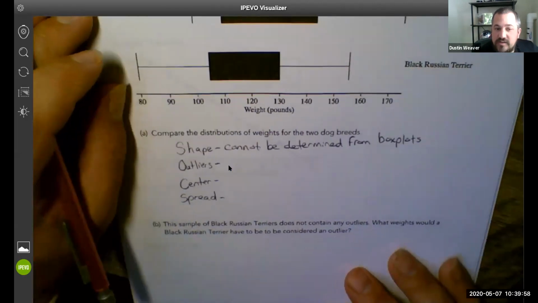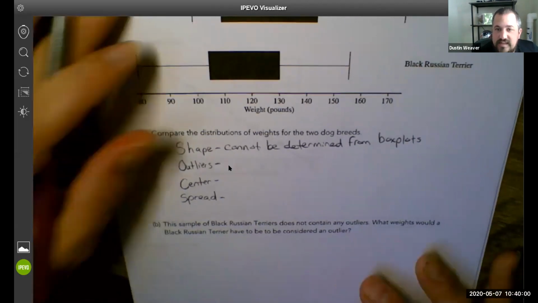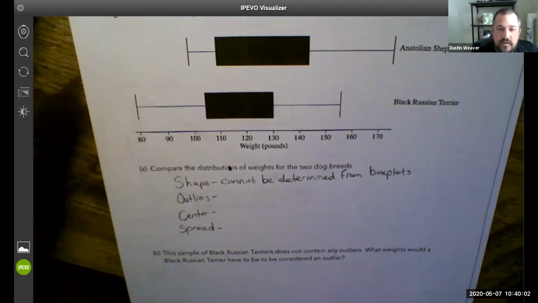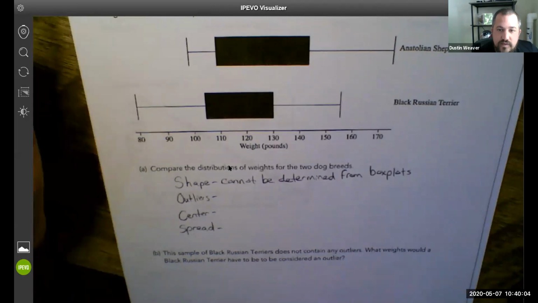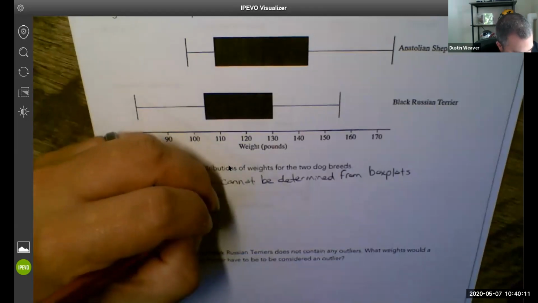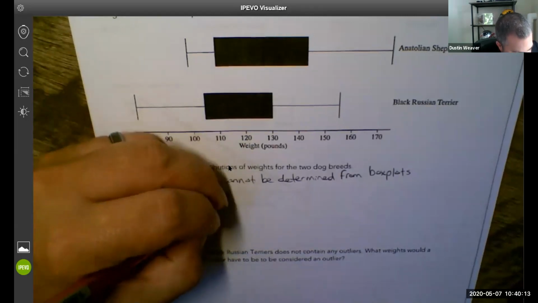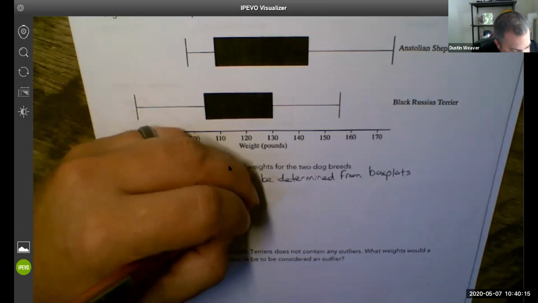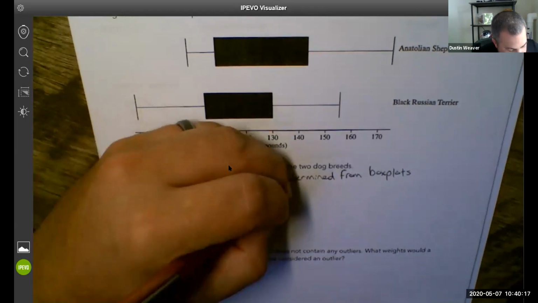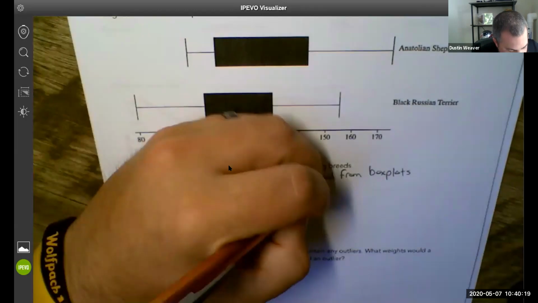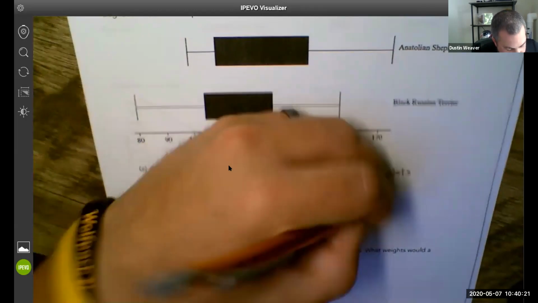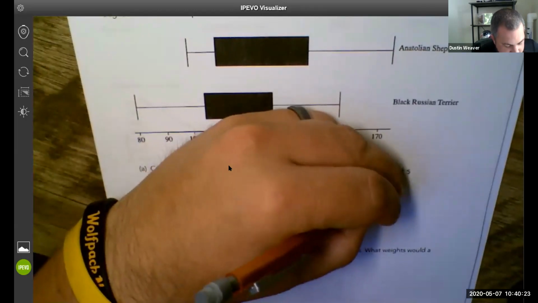Outliers. Are there any outliers in these? Do you see any outliers marked for either box plot? No. So we would say both breeds of dog have no obvious outliers.